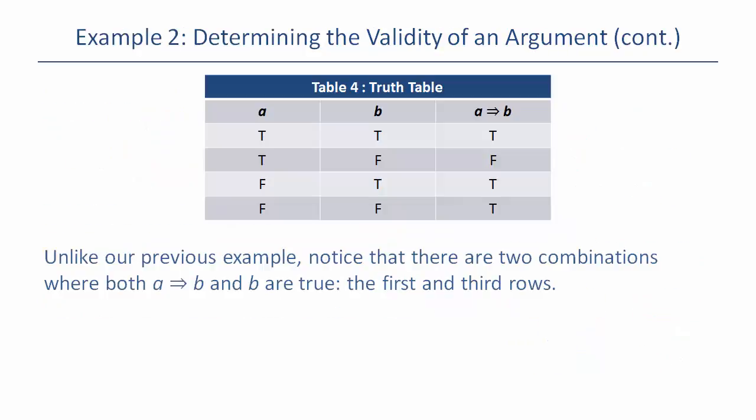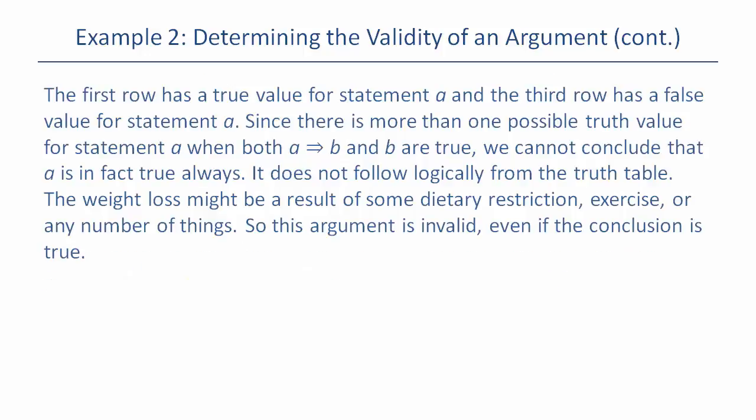Well, if we look at the table, we're now saying this is true and this is true, which happens here and here. But in that case, P is true, but P is also false. And because it can be one or the other, it's no longer a valid argument. And that's basically what I'm explaining here.